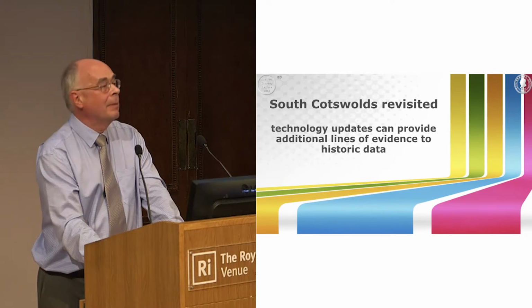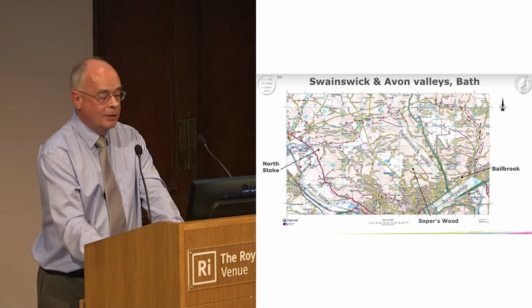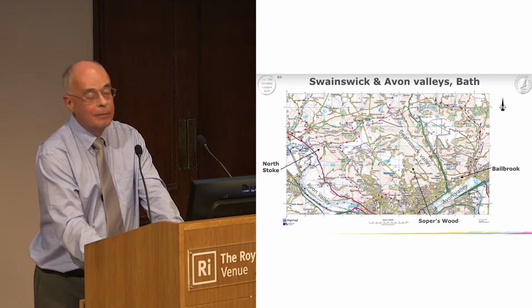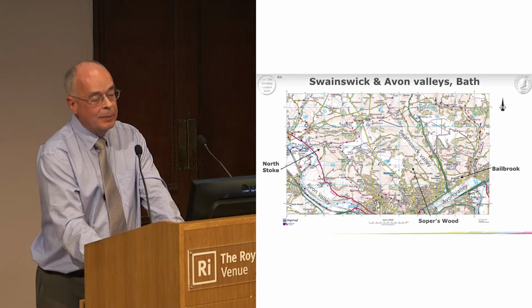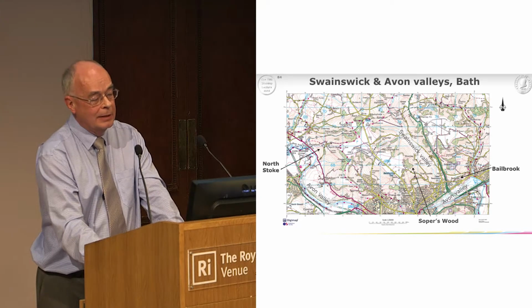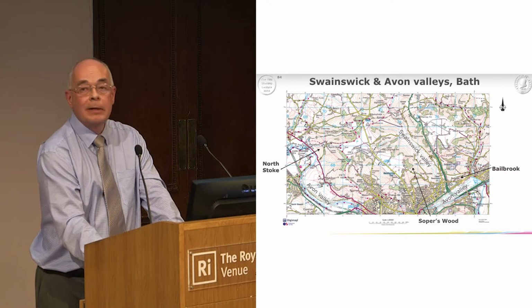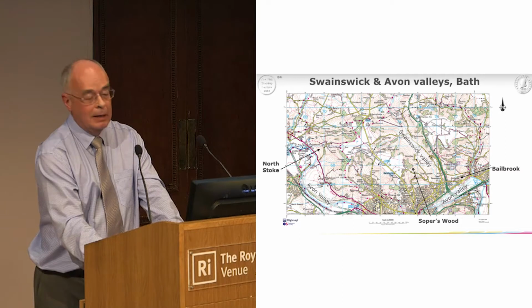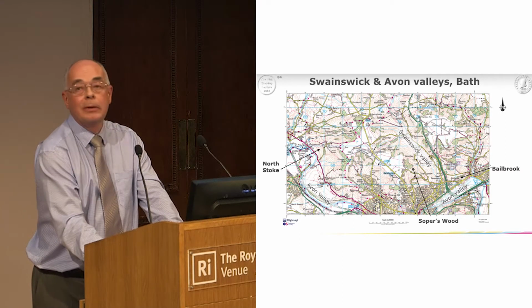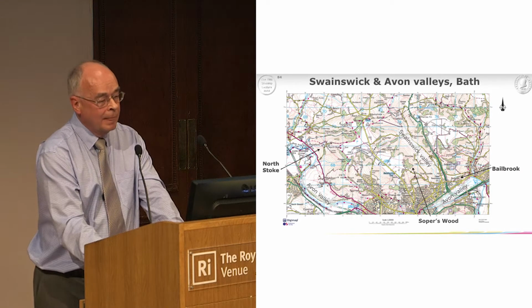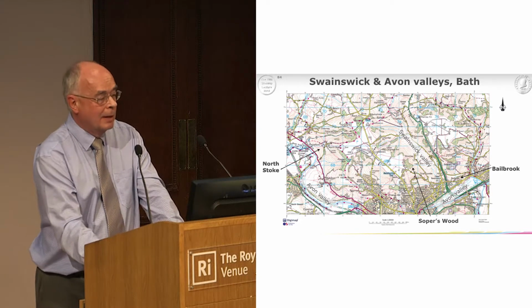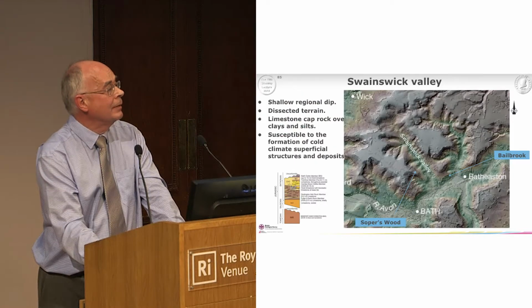So this is my mapping area, just north of Bath. You can see the Avon Valley going east to west. The Swanswick Valley goes off to the north, and this contains the corridor for the A46 I mentioned earlier. And I want to briefly look at three landslides, one in Soper's Wood, one in Balebrook, and one in North Stoke.